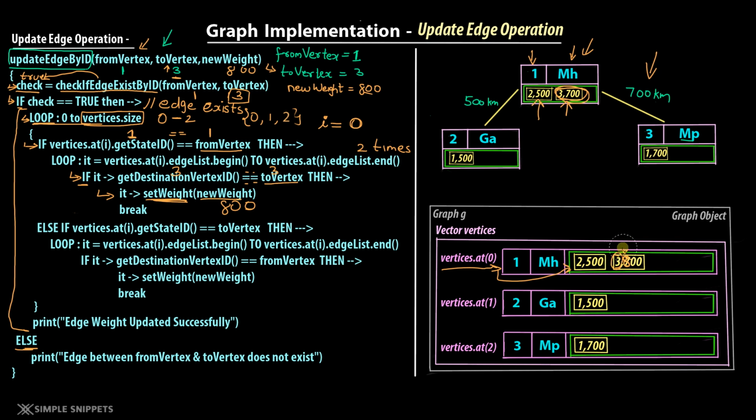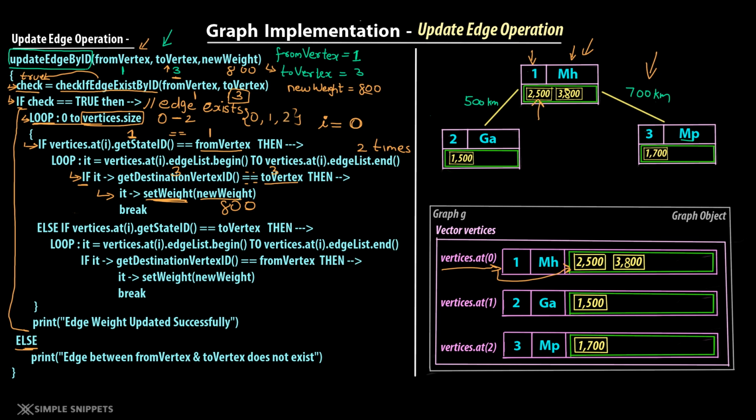Okay, let me quickly update it over here. So you can see this has become 800. Let's update it in this visual diagram also. Alright, so you can see that the first edge object which is inside the edge list of Maharashtra vertex is updated, and it is updated with the new weight 800. But this is still half work done.